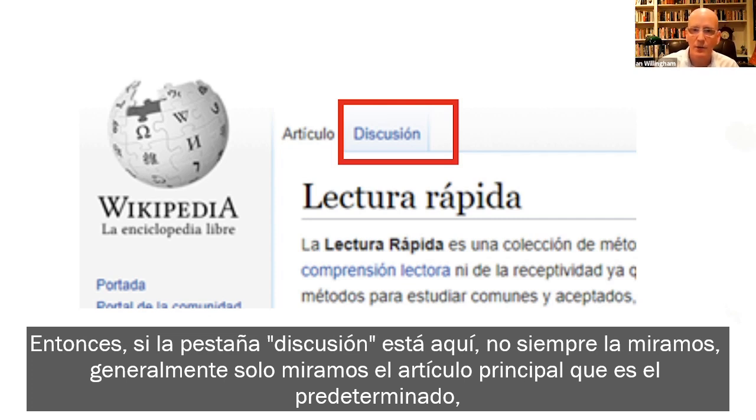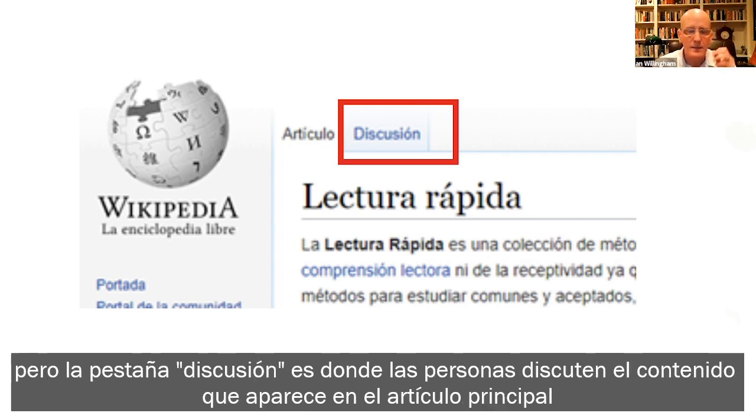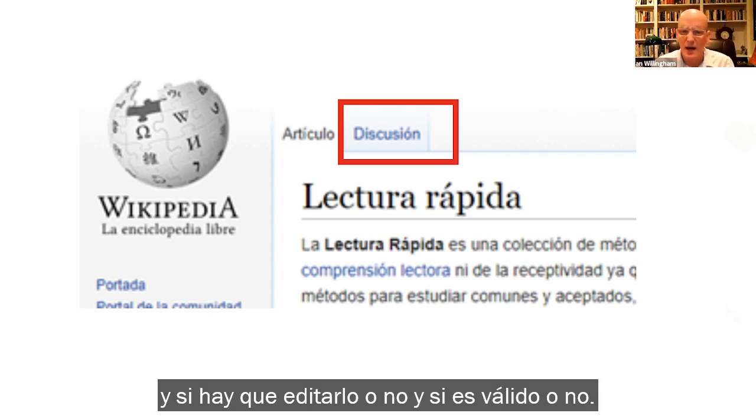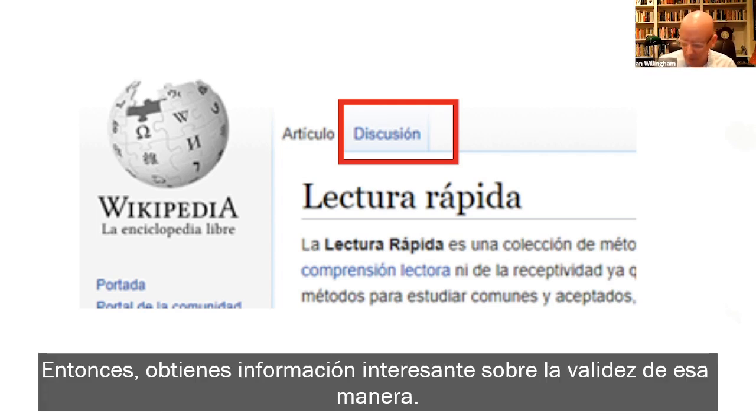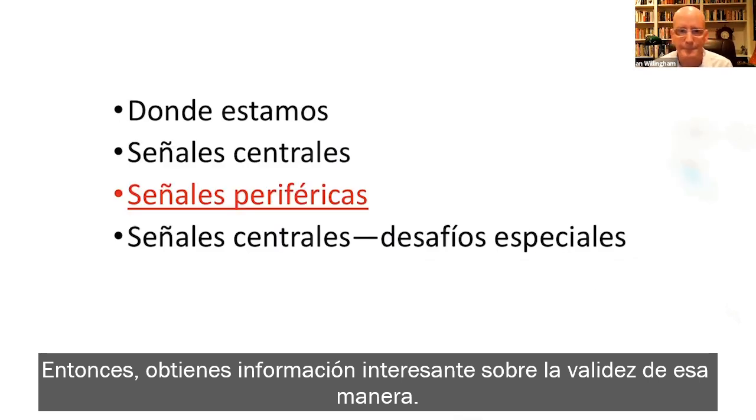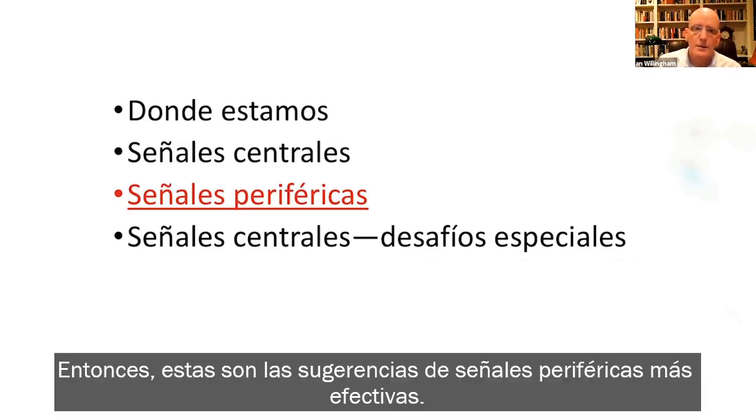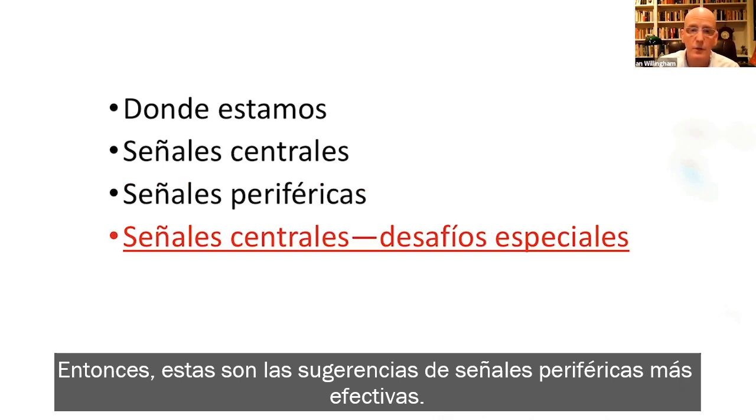We don't always look at it. We usually just look at the main article. That's the default. But the talk tab is where people are discussing the content that you see on the main article and whether or not it should be edited and whether or not it's valid. So you get interesting information about validity that way. So those are the suggested more effective peripheral cues.